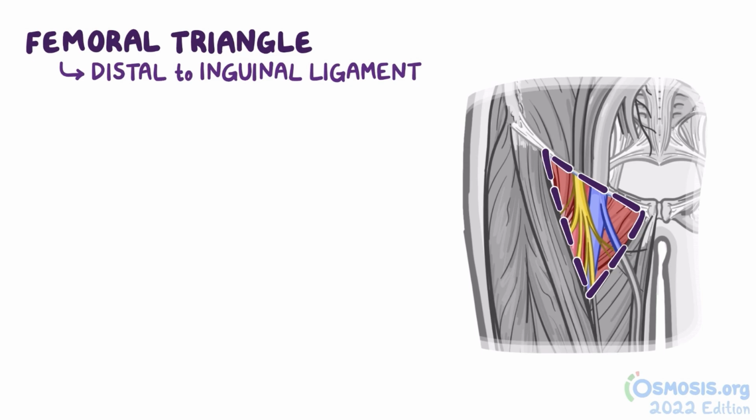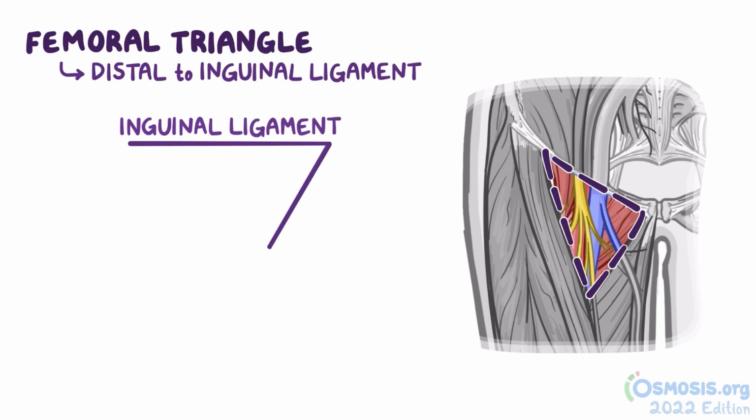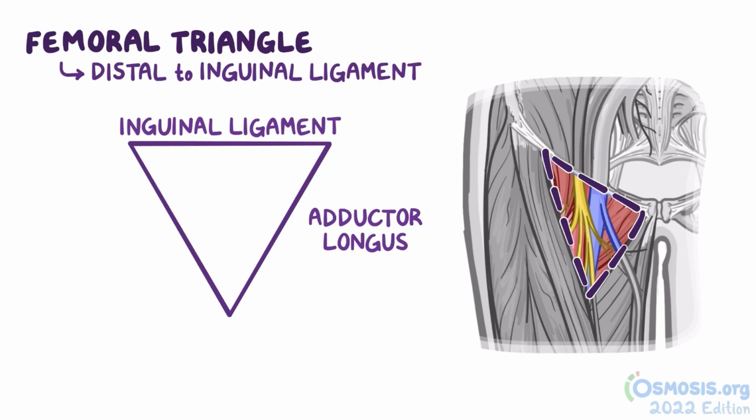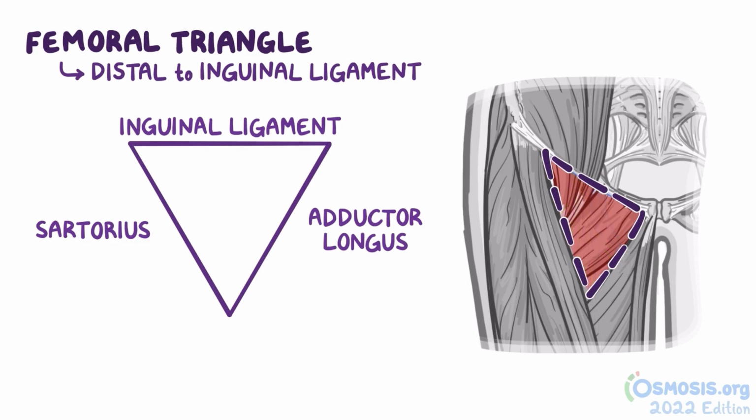It's bounded superiorly, where the base of the triangle is, by the inguinal ligament, medially by the lateral border of the adductor longus, and laterally by the medial border of the sartorius, whose medial border, together with the lateral border of the adductor longus, forms the downward-looking tip of the femoral triangle. Moving on, the muscular floor of the femoral triangle is formed by the iliopsoas laterally and the pectineus medially. The roof, on the other hand, is formed by the fascia lata and cribriform fascia, subcutaneous tissue, and skin.